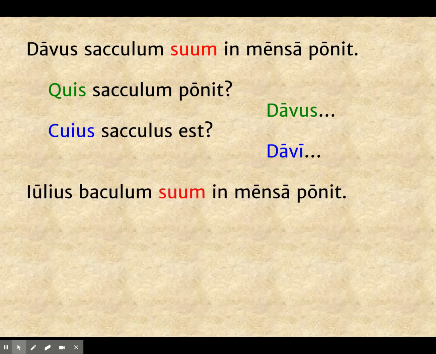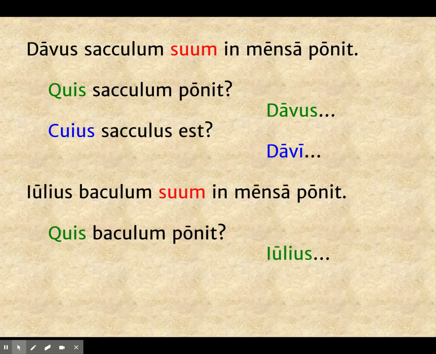Julius baculum suum in mensa ponit. There's that downward motion again. First question, quis baculum ponit? Julius baculum ponit. Cuius baculum est? Julii baculum est. On to the next one.